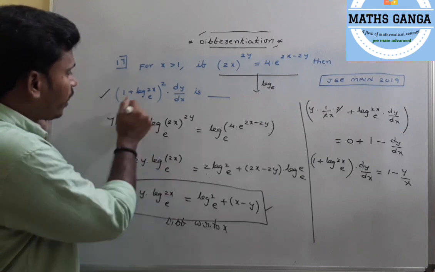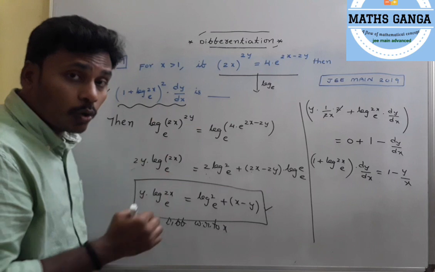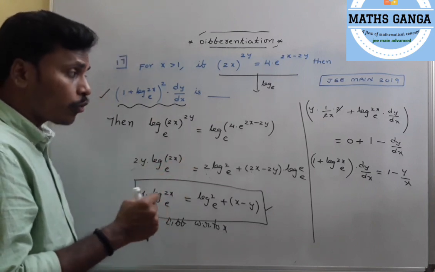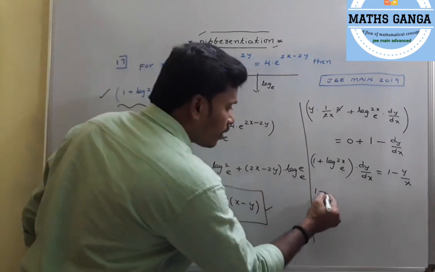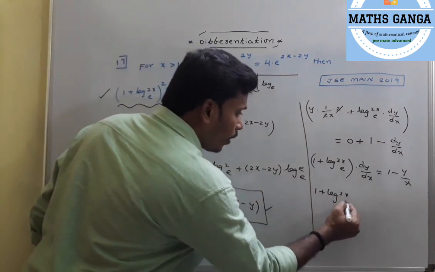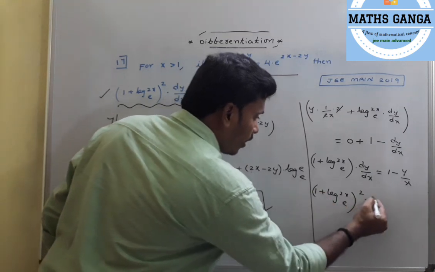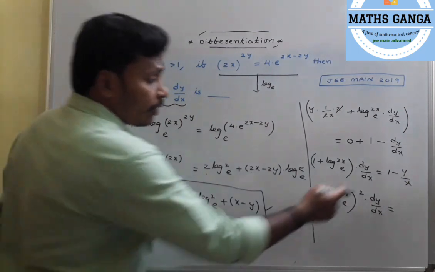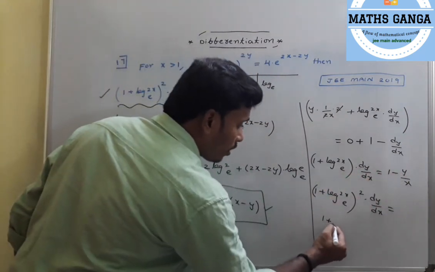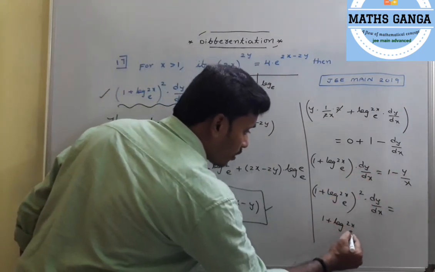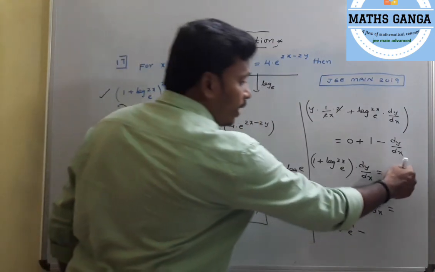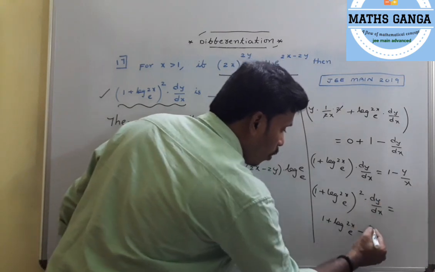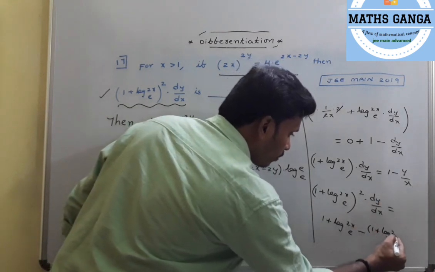We require this (1 plus log 2x base e) whole square into dy by dx. For that, if you multiply both sides with 1 plus log 2x base e, what will happen? This is (1 plus log 2x base e) whole square into dy by dx. This side, 1 into 1 plus log 2x base e is 1 plus log 2x base e, minus y by x into 1 plus log 2x base e. Y by x into 1 plus log 2x base e.